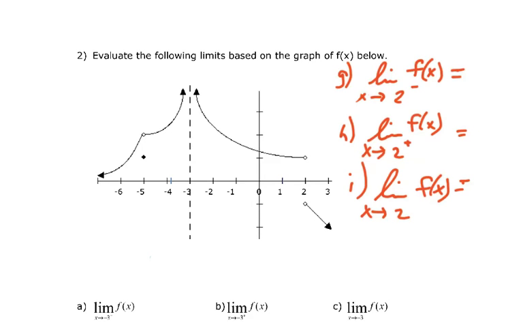All right, now we've got G, H, and I, which are all dealing with as we approach the x value of 2. Well, here's the x value of 2. Now, first thing that I notice when I look at x equals 2 is that I have a jump discontinuity.